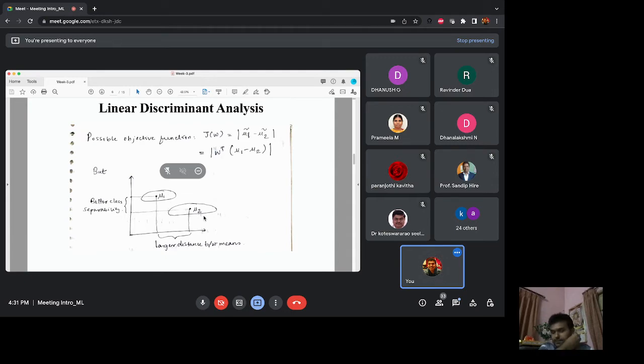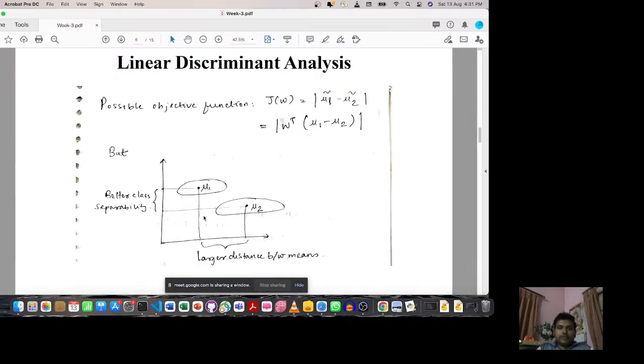Okay. So, somebody say please, among class C1 and C2, which one has a higher variance in this figure? Mu2, class 2. Correct. So, class 2 has a higher variance.